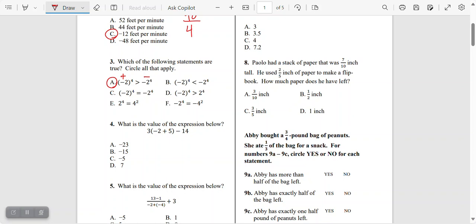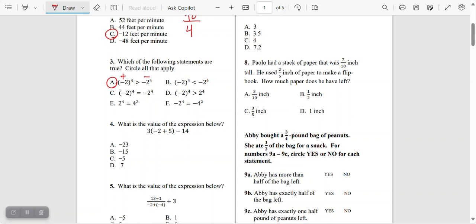Again, letter C has the exact same setup as A and B, and they're not equal. One would be positive and one would be negative. In letter D, negative 2 raised to the 4th power, again, would give us a positive answer. In this case, we will just talk about what it is. 2 times 2 is 4, times the third 2 is 8, and times the fourth 2 is 16. So we get 16 on the left, we would get 16 on the right. Those expressions are equal, not greater than, so letter D does not work.